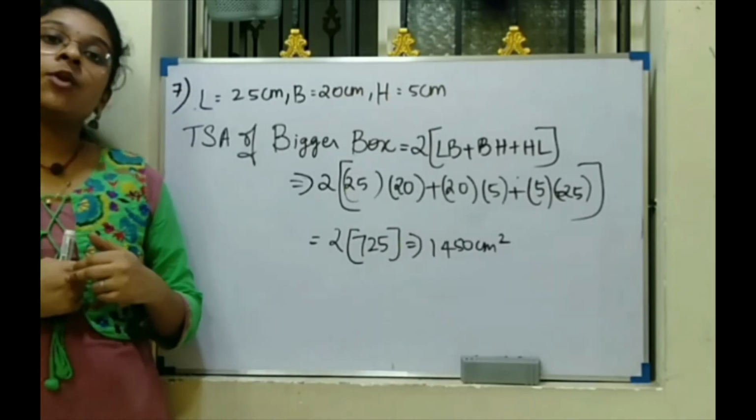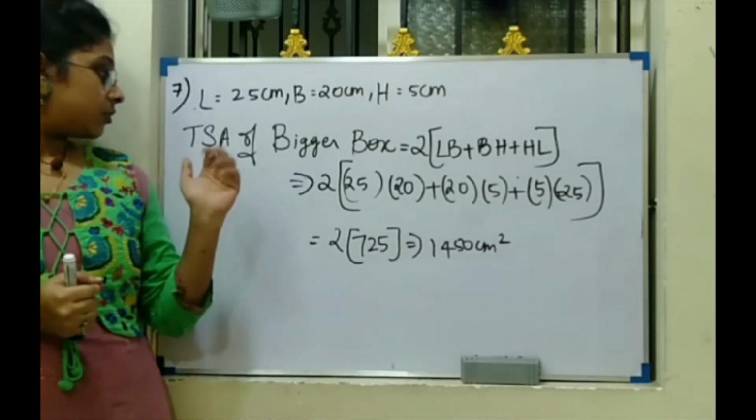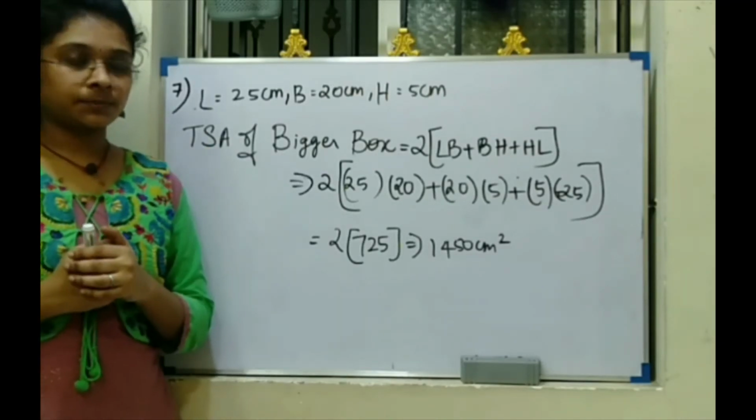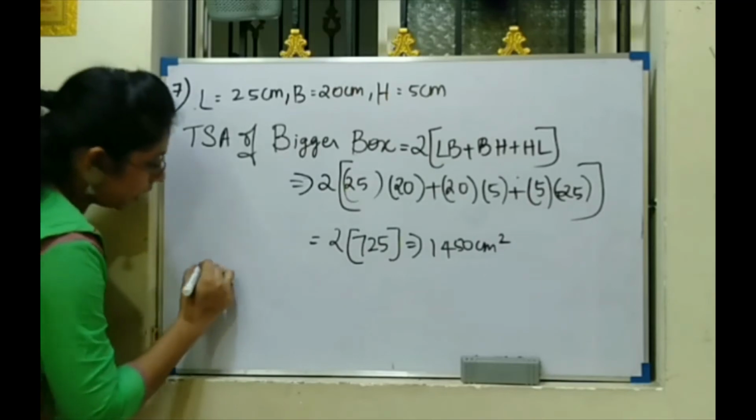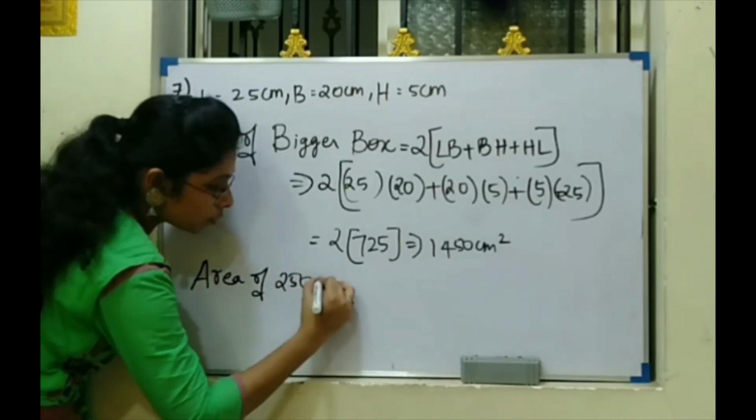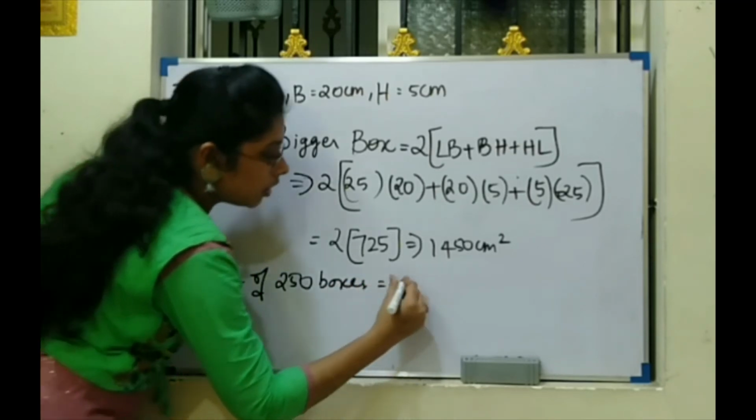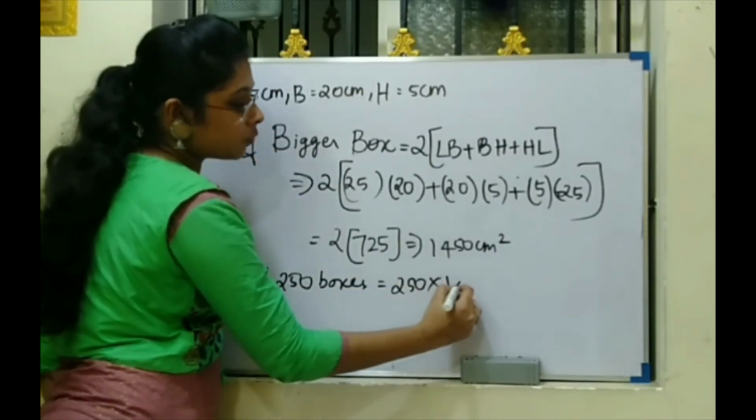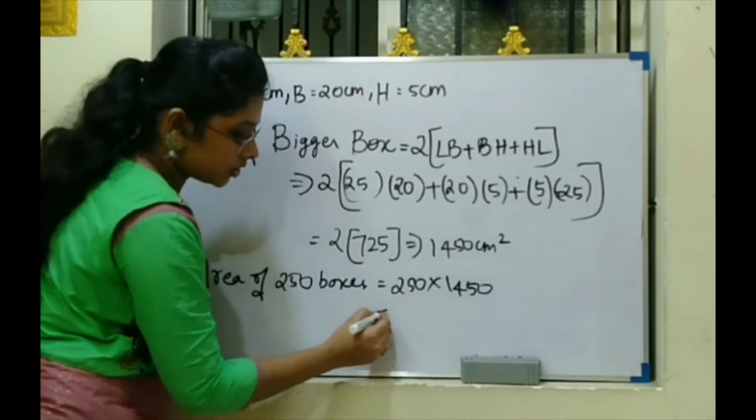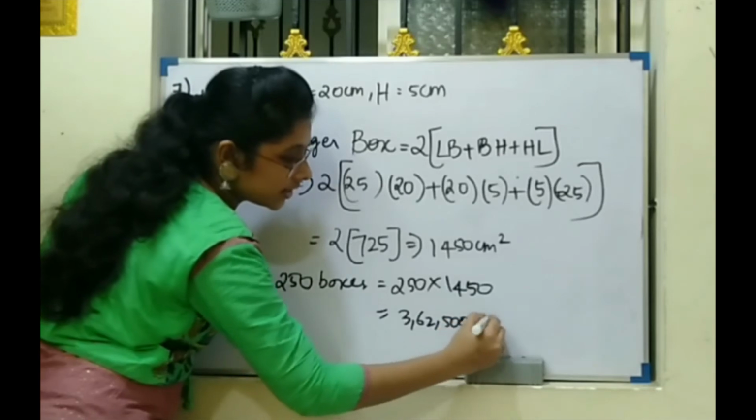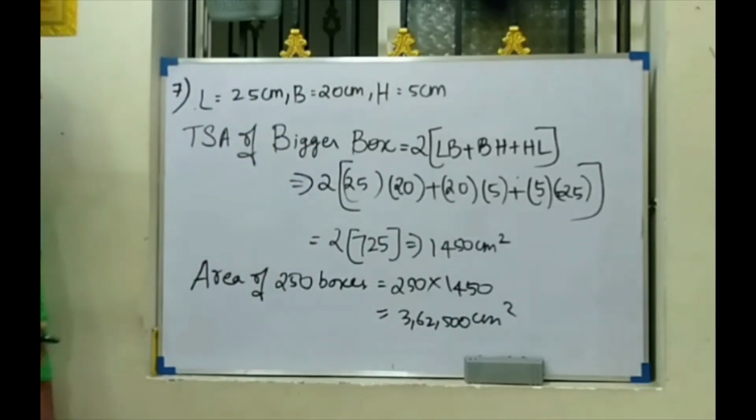In the question, they have ordered 250 boxes. Therefore, how to find area of 250 such boxes? Just area of 250 such boxes is equal to 250 into area of one box, that is 1450, which is equal to 3,62,500 centimeter square. Now let's move on to the smaller box.